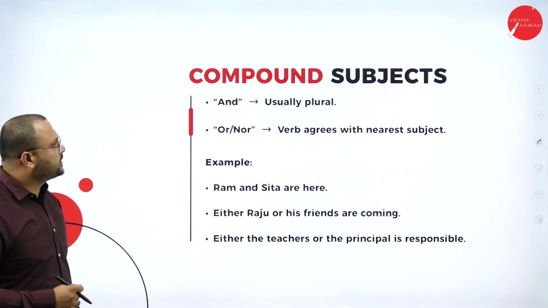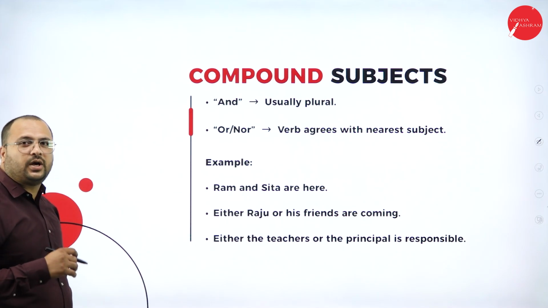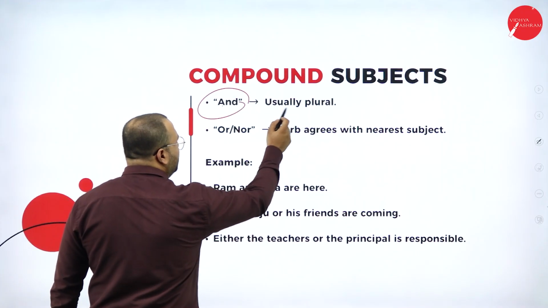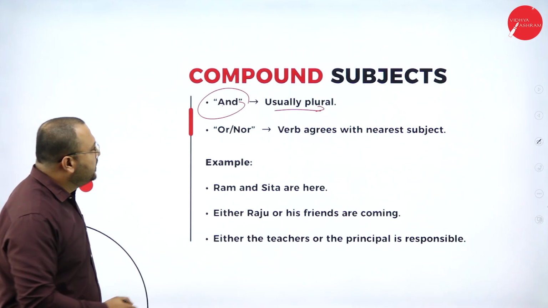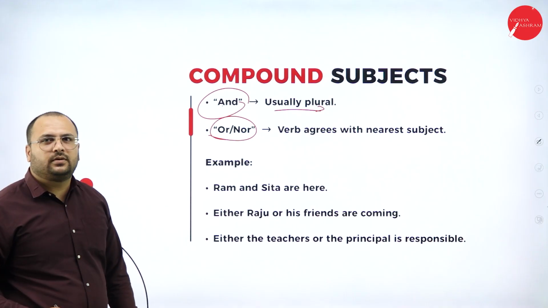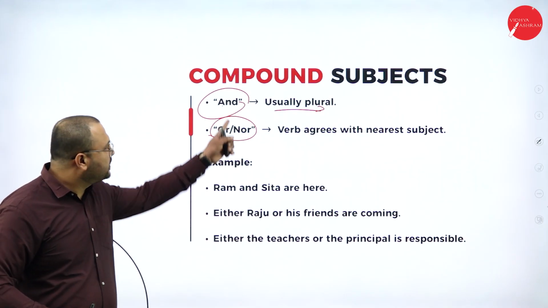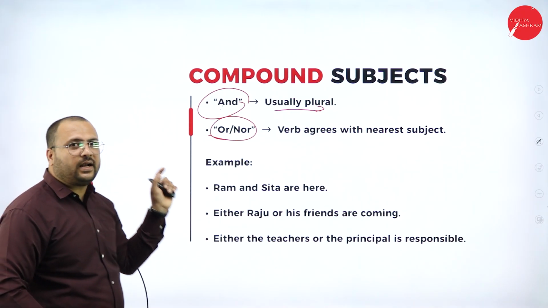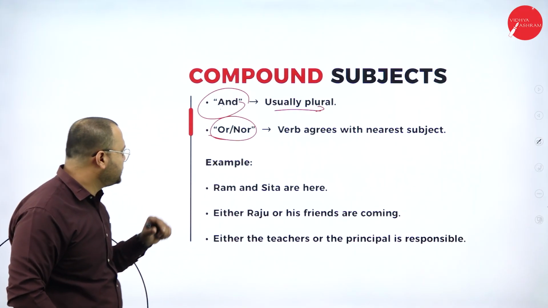Now there are compound subjects, that means plural. For example, if I say Ramesh and Suresh, that is a compound subject that talks about two, usually plural. With or, nor, there is a choice, Ramesh or Suresh. That means any one of them, clear? Now the subject becomes one. Here the subject becomes two, plural. Here the subject becomes one. But the verb should agree with the nearest subject which it has.